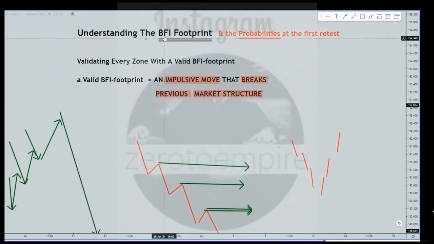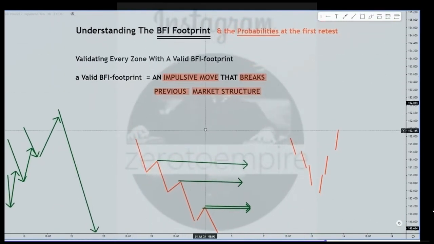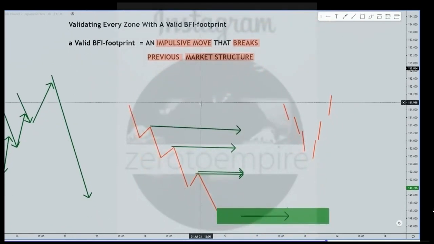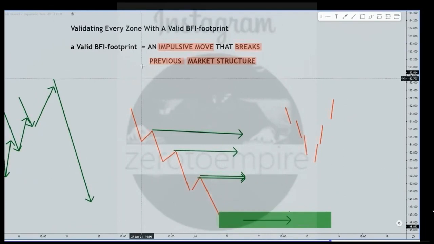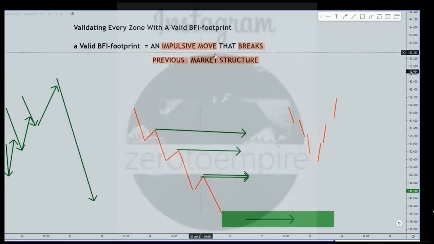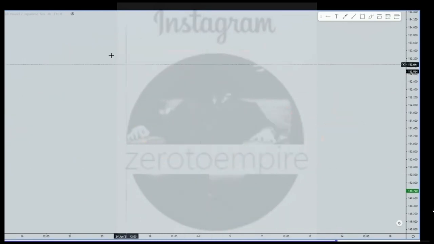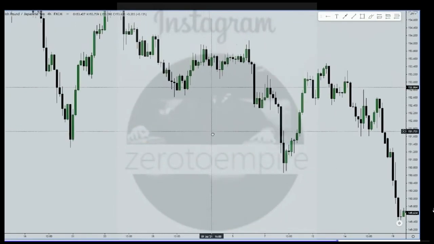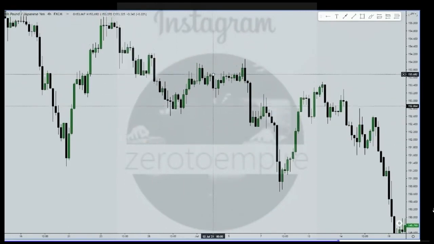Hopefully, this clarifies what a BFI footprint is, because that's a key part to this no fluff trading series as we go along, especially as we discuss volume in the next few videos. We need to understand this is step one, the footprint of the zone and how strong it is or how weak it is, and understanding the definition of it. We'll take a look at an example before we go on to the next one.